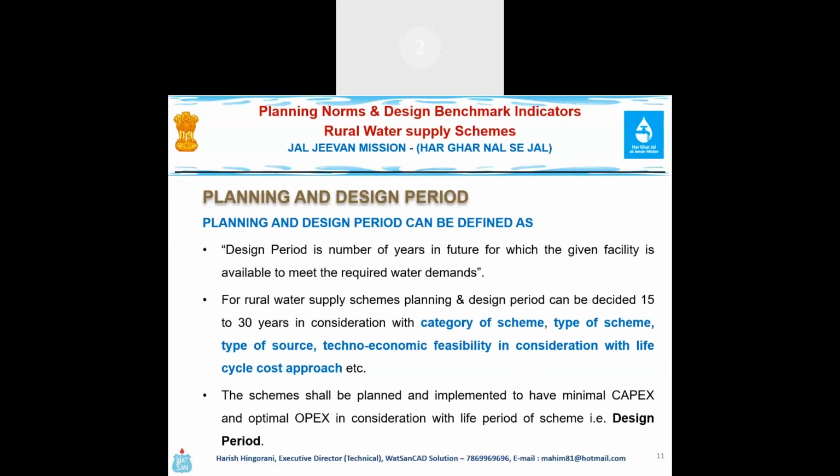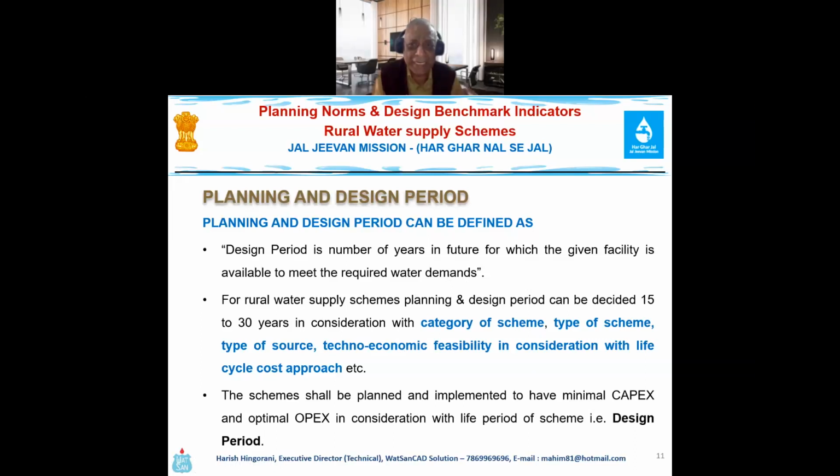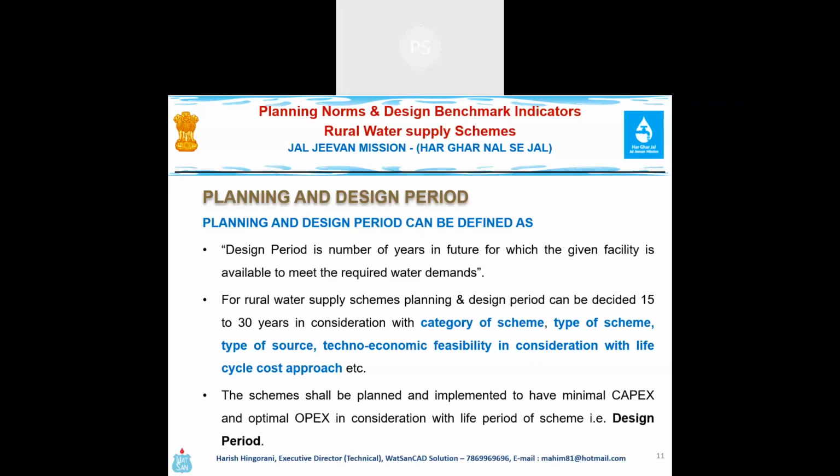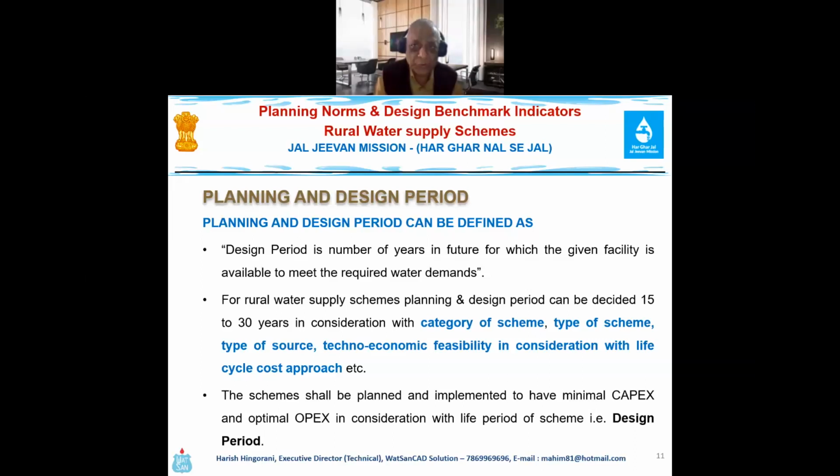For rural water supply, the planning design period can be 15 to 30 years in consideration with the category of scheme, type of source, technical feasibility, and considering the life cycle concept. But the CPHEEO manual and JJM guidance suggest that technically it should be 30 years, unless sustainability is an issue.